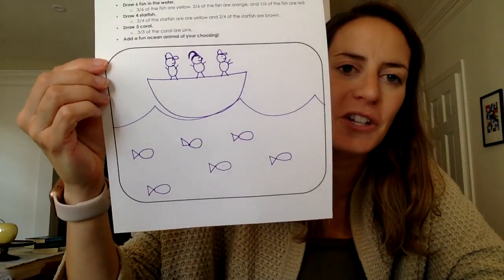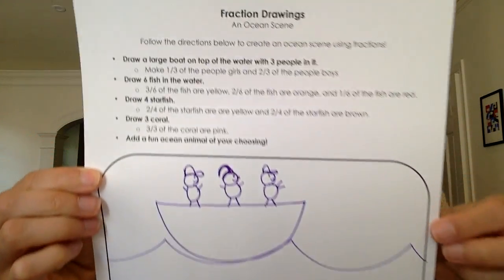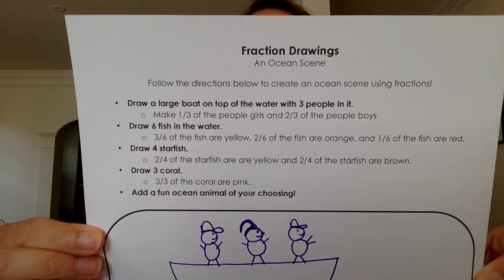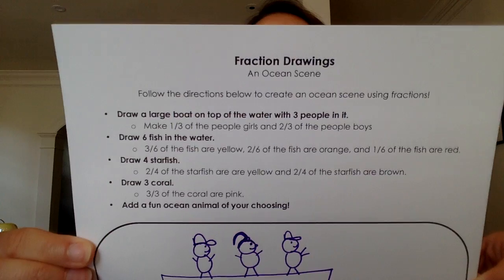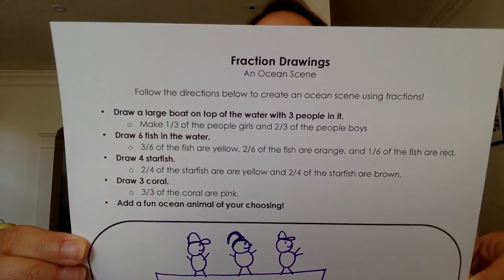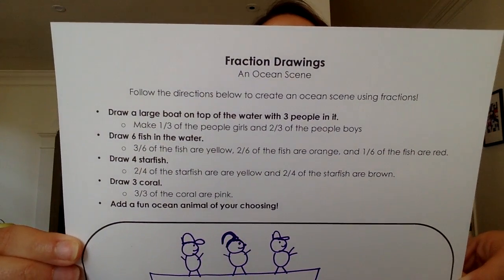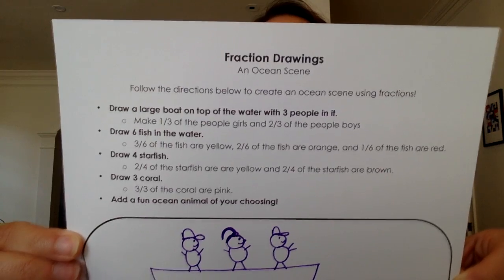6. 6 fish in the water. Let's read what it's asking us to do with the fish. 3/6 of the fish are yellow. 2/6 of the fish are orange. And 1/6 of the fish are red.